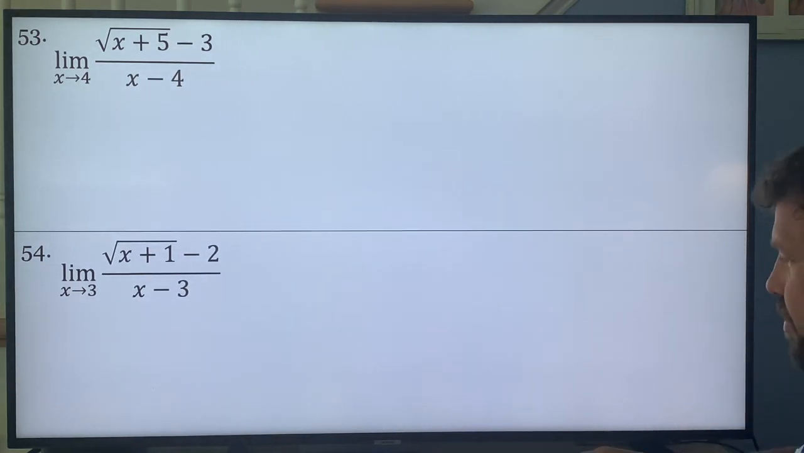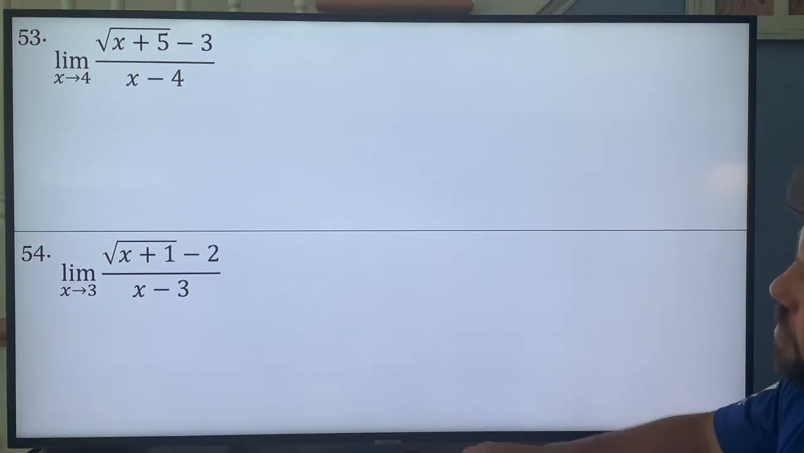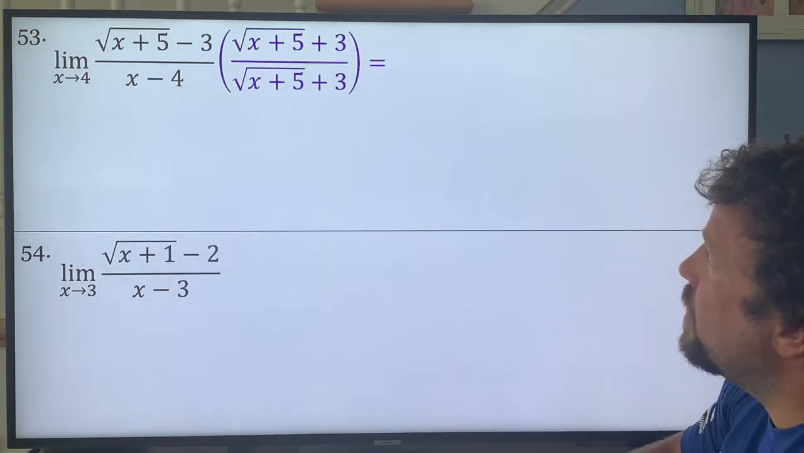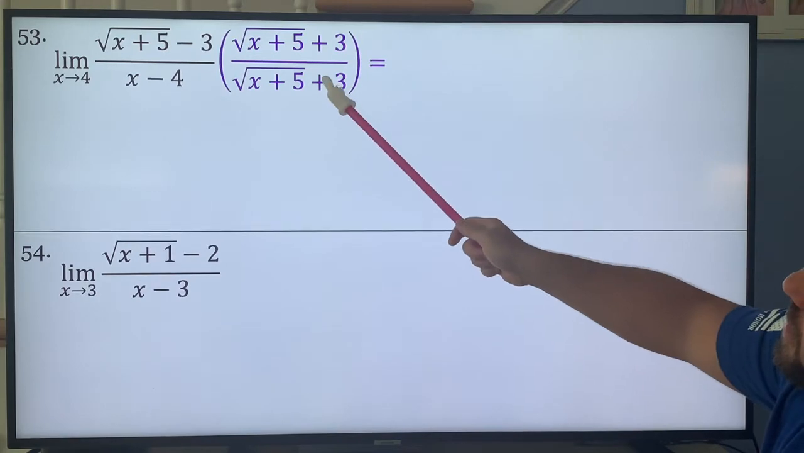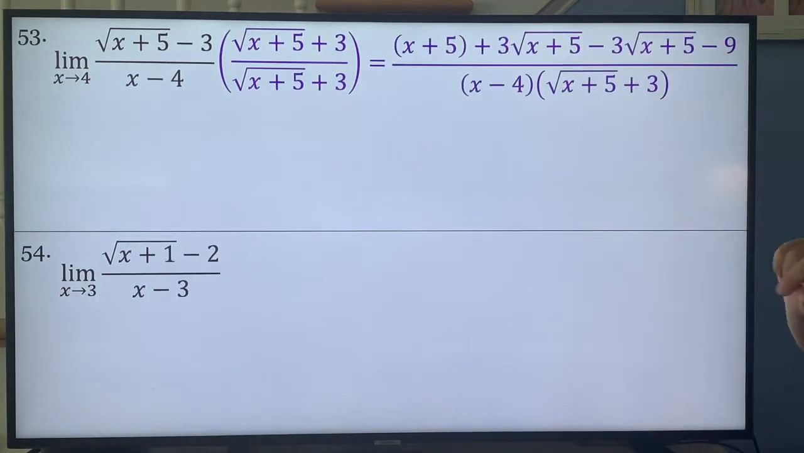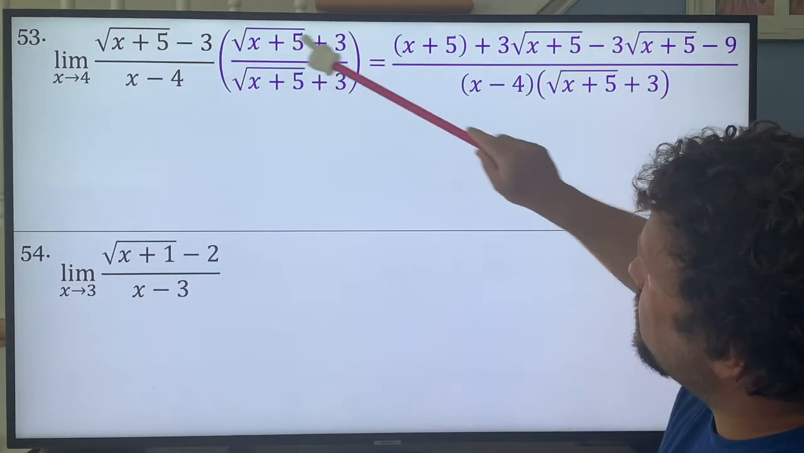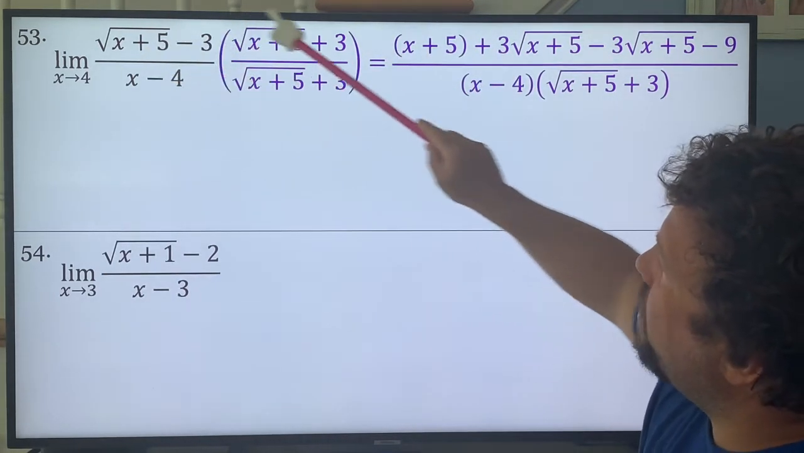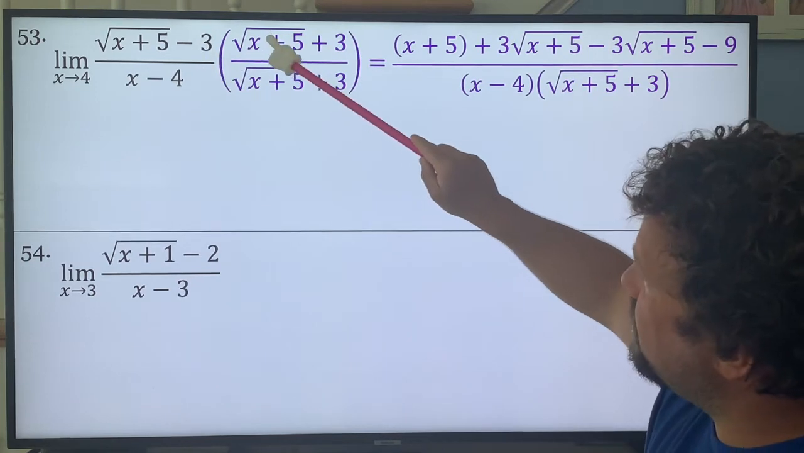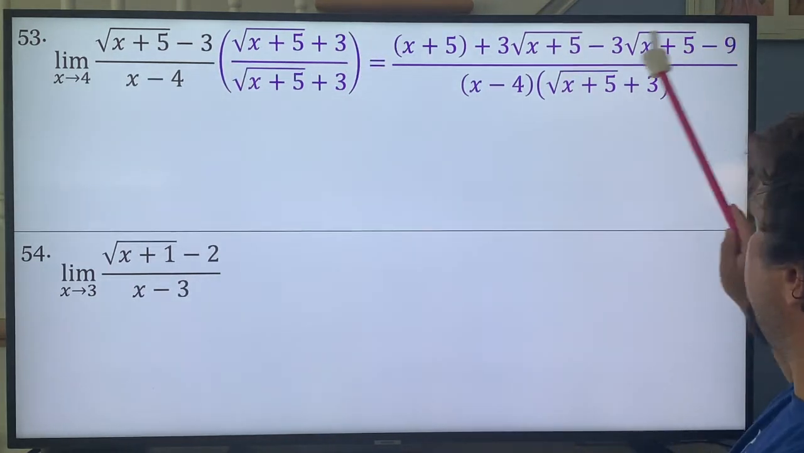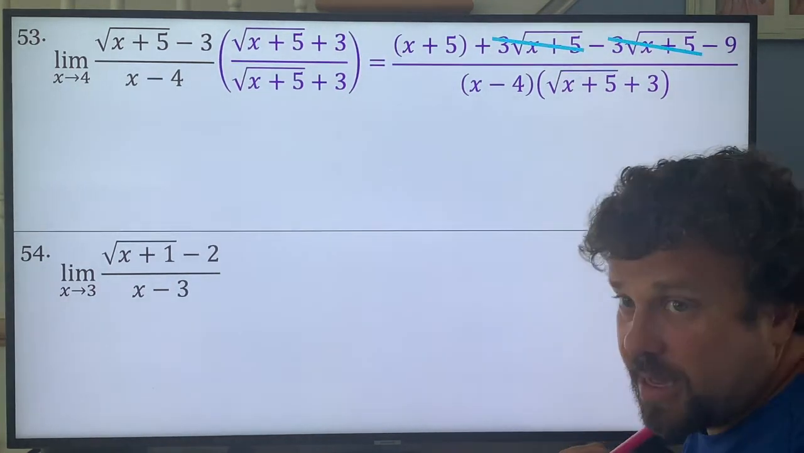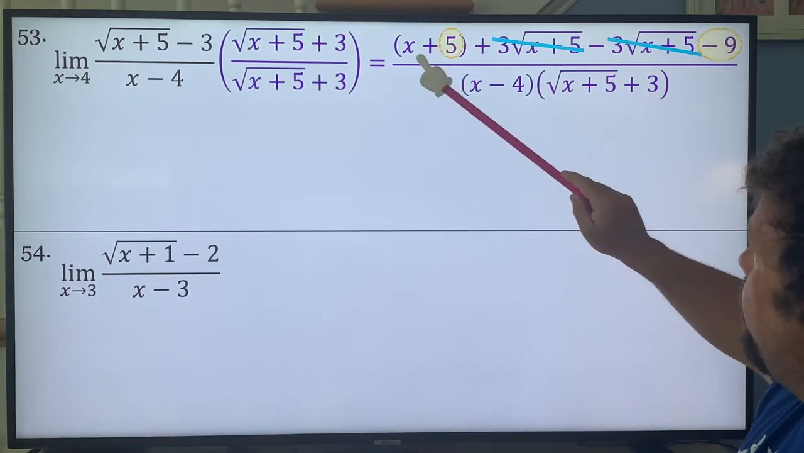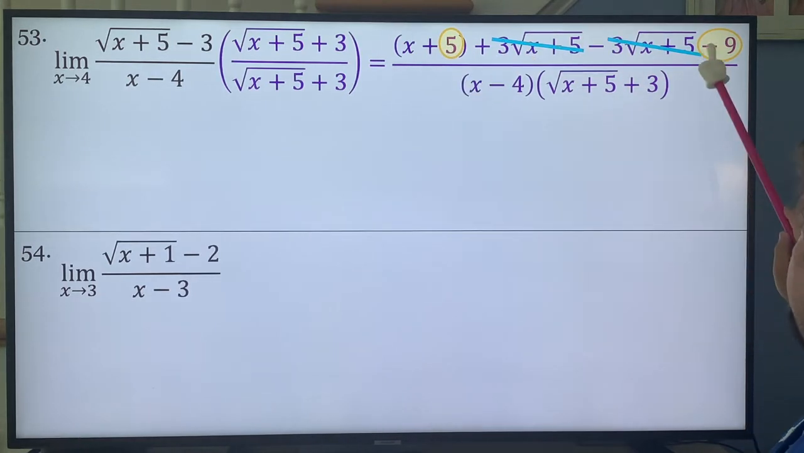All right. 53. Square root of x plus 5 minus 3. Right? Multiply by the conjugate. Plus 3, plus 3. Foil the top. Now, two radicals times each other is just the inside function. Plus 3 times that. Minus 3 times this. Minus 9. All right? These two middle guys always are going to cancel out. X minus 4 times this stuff. Now, x plus 5 minus 9.